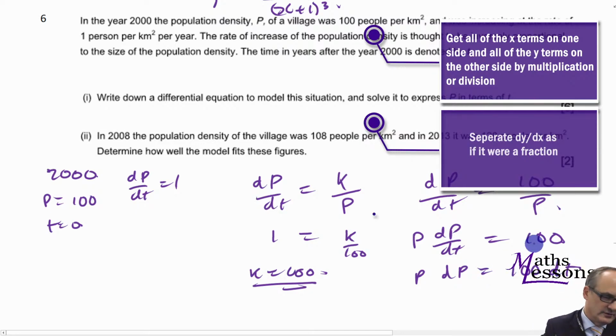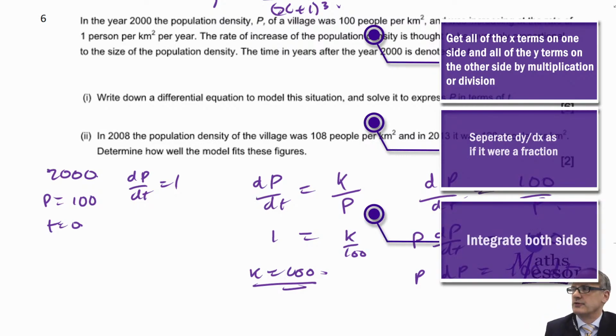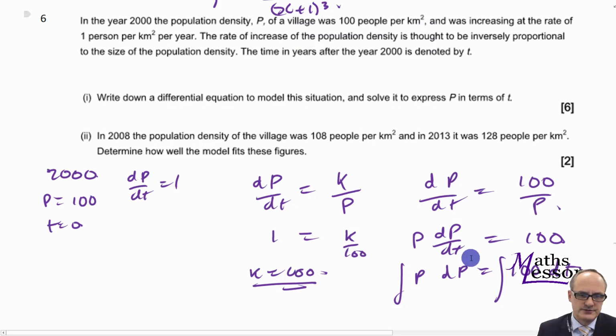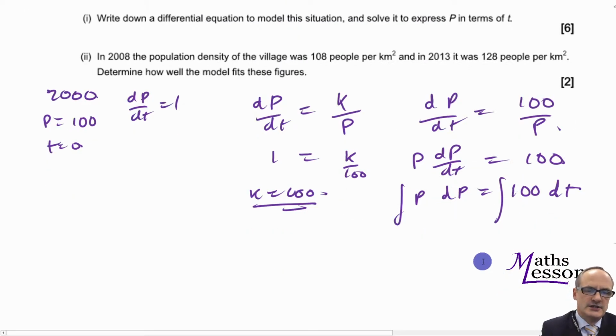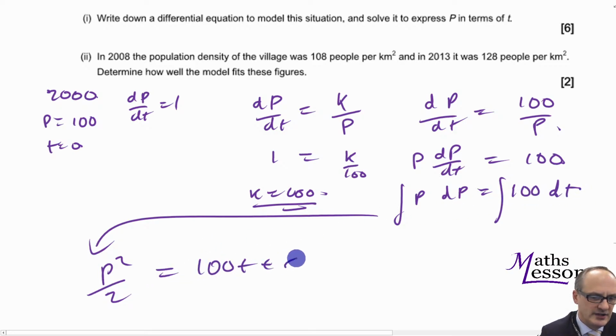Then all we have to do is integrate both sides. So we've got the integral of P dP equals the integral of 100 dt. Integrating P dP gives P squared over 2, equals 100 integrated with respect to t, which is 100t plus c.